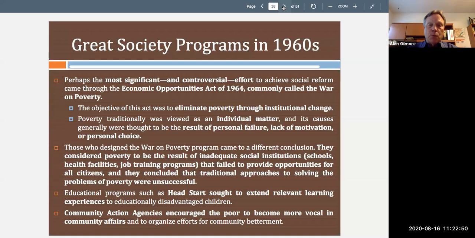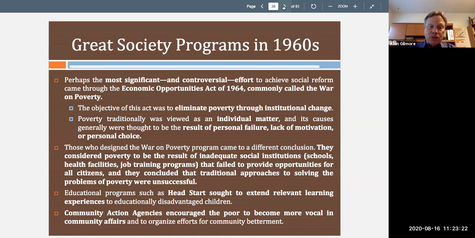Those that developed the War on Poverty really came to believe that poverty was the result of inadequate social institutions, schools, health facilities, job training programs that failed to provide opportunities for citizens, and that traditional approaches to solving problems of poverty were unsuccessful. And so it was really an opportunity to flip everything on its ear and take a look at what we were doing and why it wasn't working and what we could do differently and how we could begin to think about poverty in a different way.